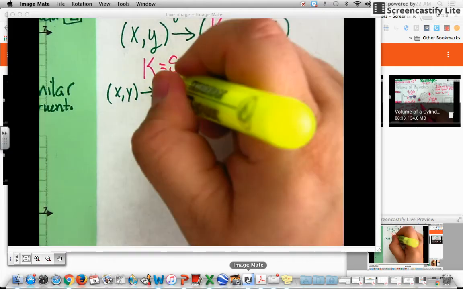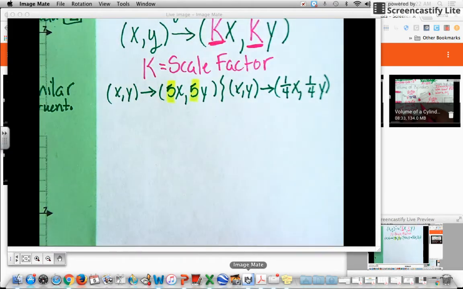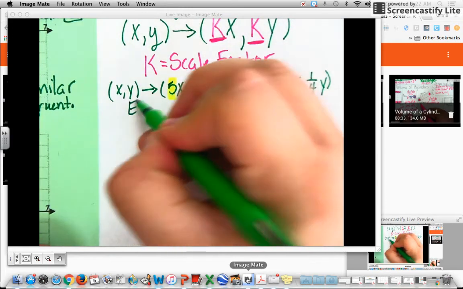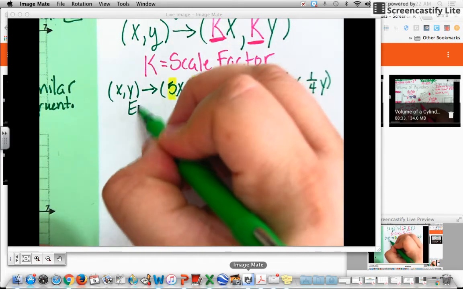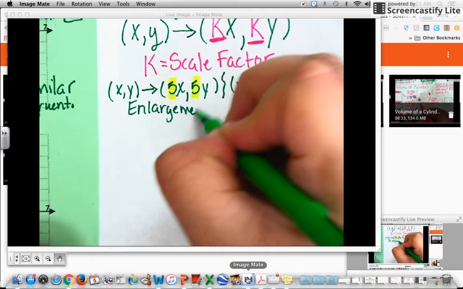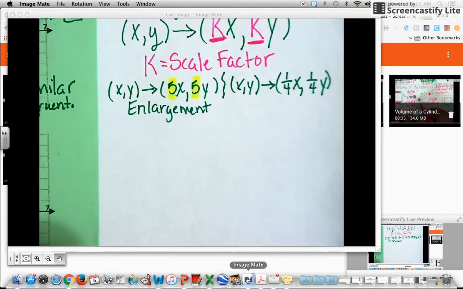Correct, scale factor is 5. And was this an enlargement or a reduction? This one was an enlargement because it was greater than 1. So this is enlargement. This will help you eliminate answer choices when you're doing that.